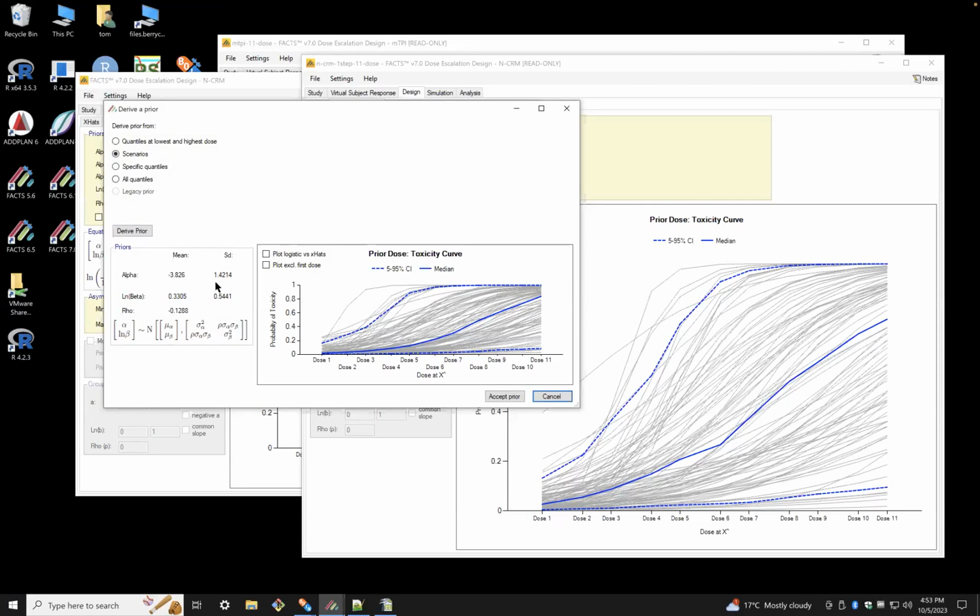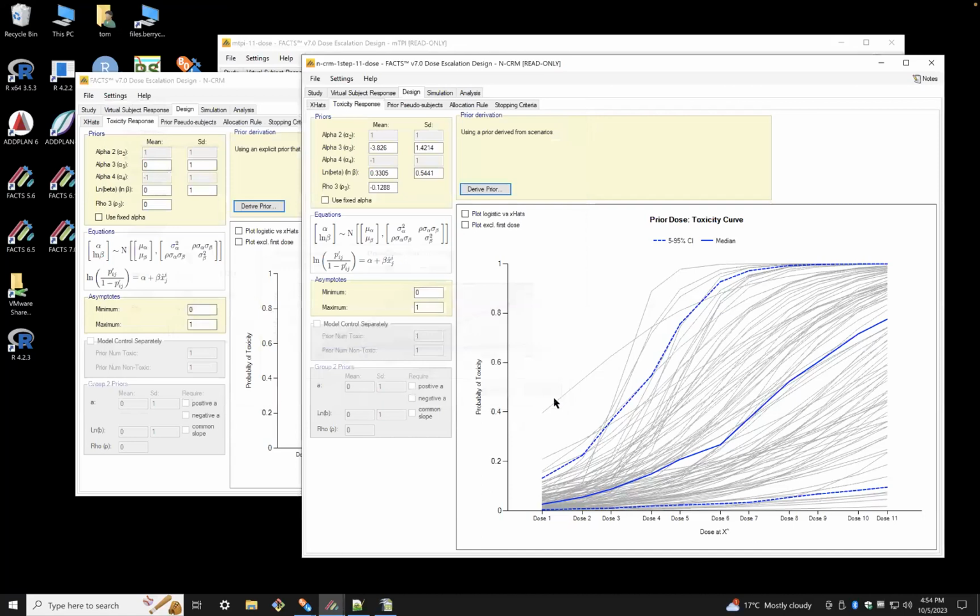So it fits the logistic to each one of the scenarios in turn, gets a set of values for alpha and beta, and then says, well, what is the corresponding bivariate normal that matches those sets of pairs of alpha and beta? And that gives us a prior, which if we sample from that prior and fit 100 logistics, gives us this range of curves here.